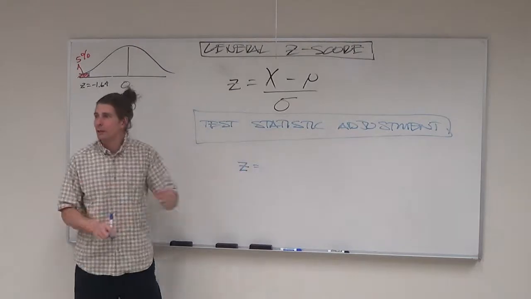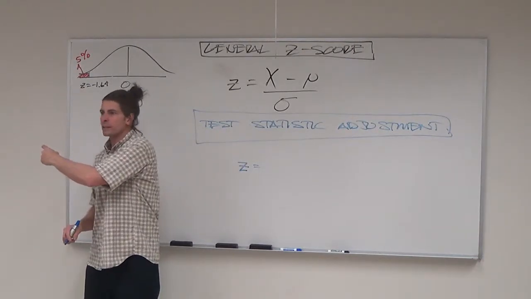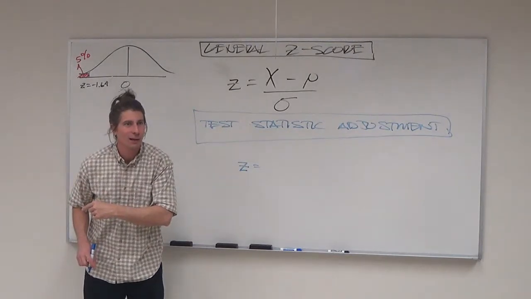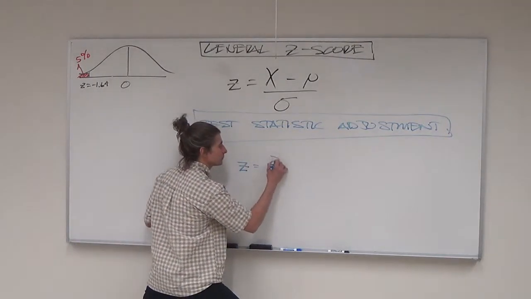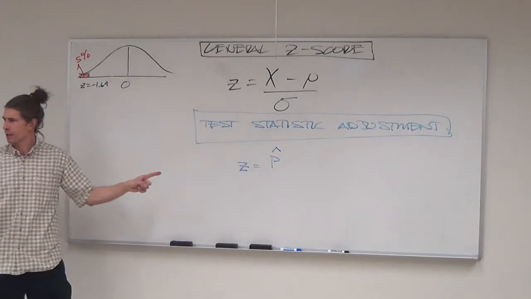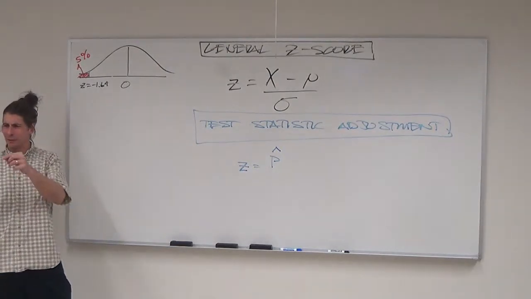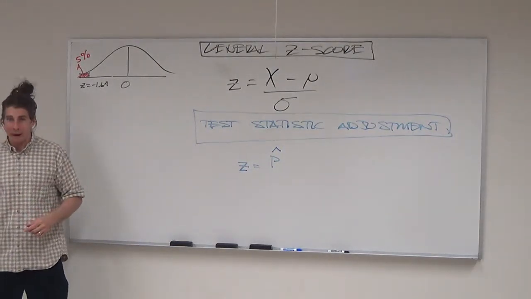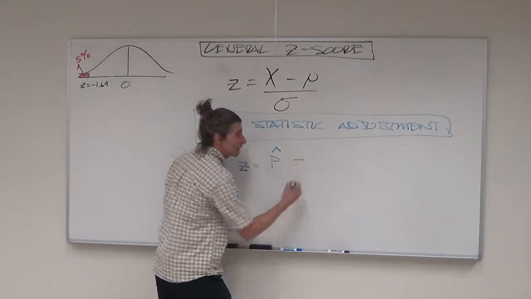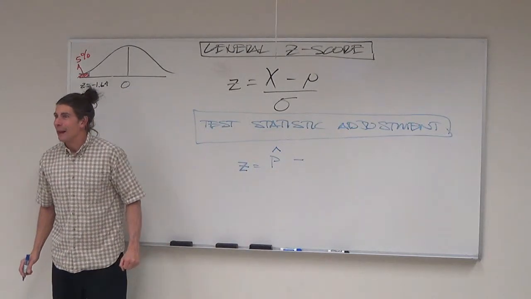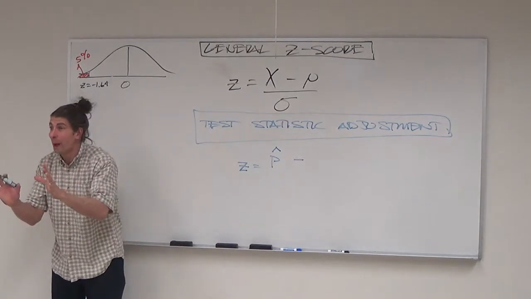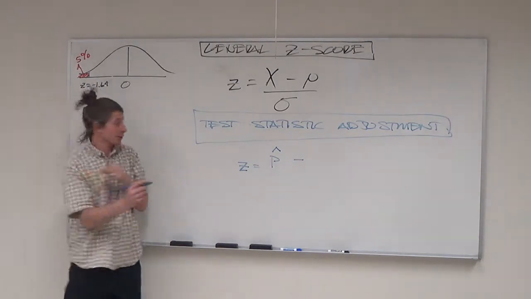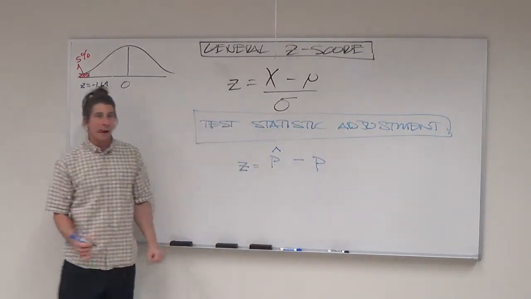Our sample data in this, remember what it was? Stacy actually gave it to us about half an hour ago. The 10.1, which was p hat. That's what's going to go here. Minus the population data, little p. That's the assumed population data. It was the 12%, which we call little p.